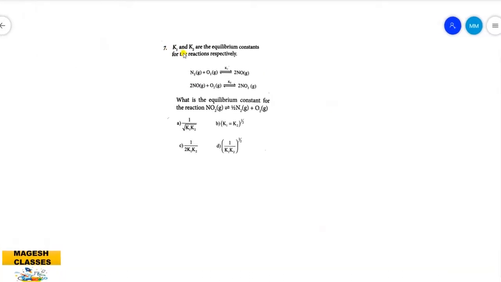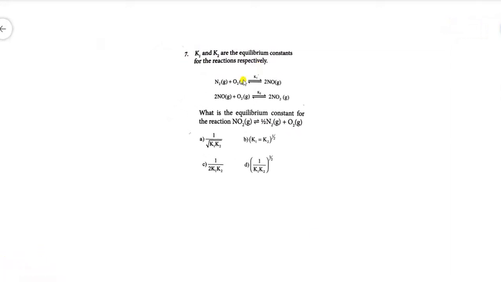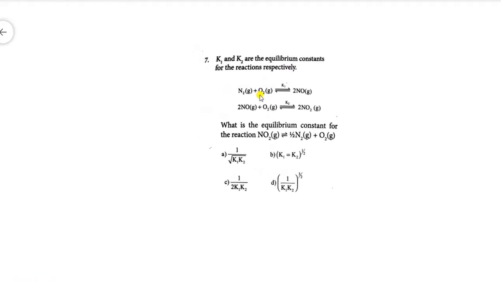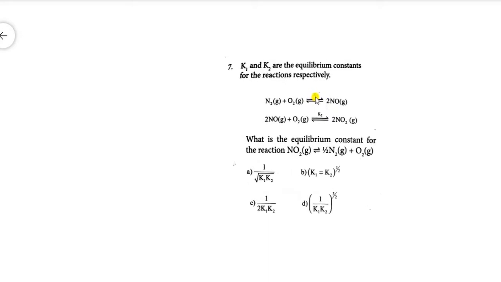Question number 7. K1 and K2 are the equilibrium constants for the reactions respectively. So this is nitrogen plus oxygen gives nitric oxide, and K1 is the equilibrium constant. Nitric oxide is oxidized to give nitrogen dioxide, and it is given as K2. And what is the equilibrium constant for the reaction, the dissociation of nitrogen dioxide to nitrogen and oxygen? It is K3 or K.